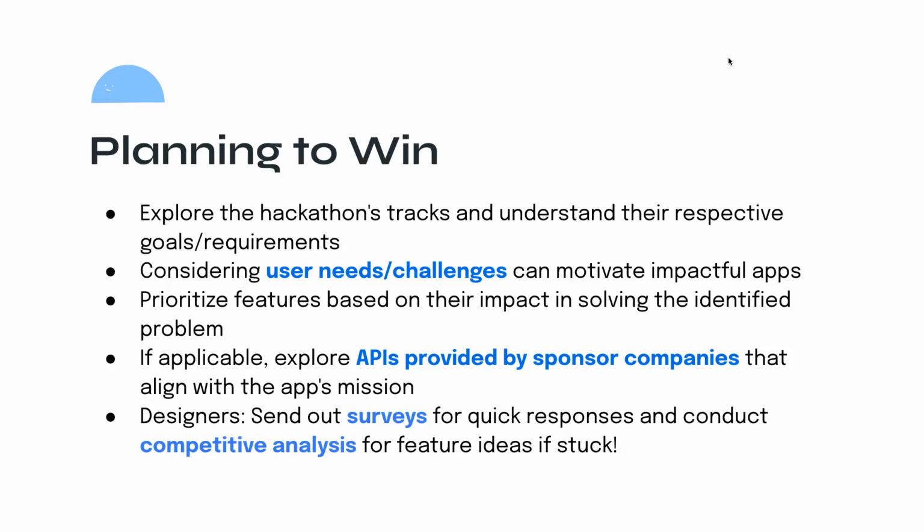So for example, for a food donation app, you might want user registration. You might want a map that connects the users with restaurants that are part of this program. And then you might also want a notification system to alert users about food availability.